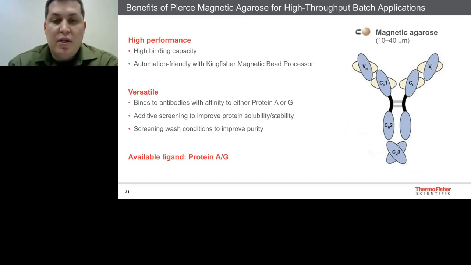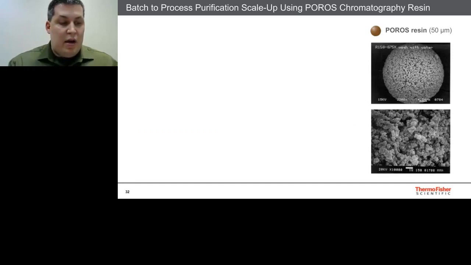As with all the resins discussed in this talk, it is the ligand and resin combination that dictates the efficiency of your total purification, and the next resin is no exception. Thermo Fisher Scientific porous chromatography bead offers this highly efficient resin for column chromatography and provides a number of highly advantageous performance features.